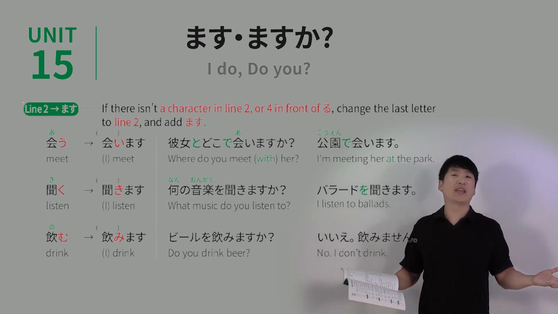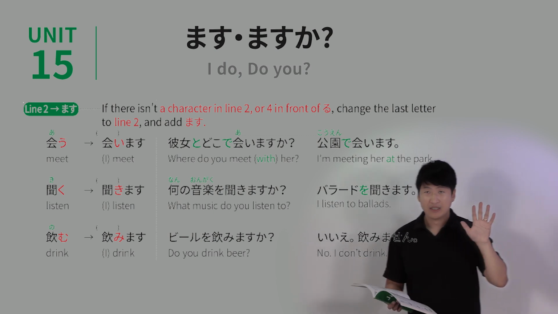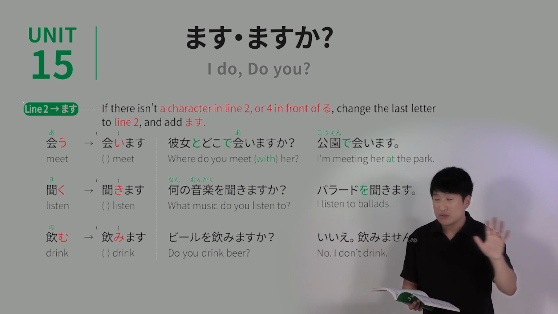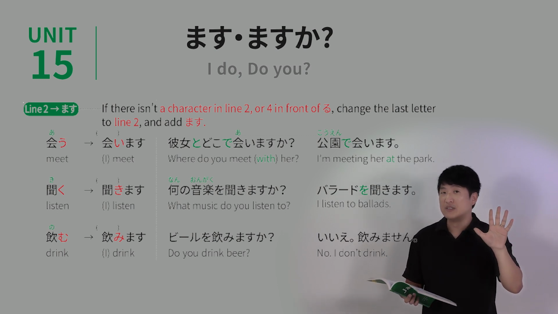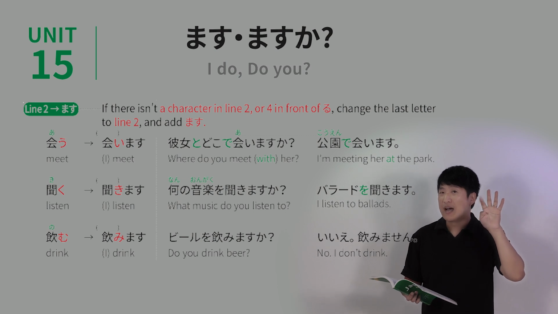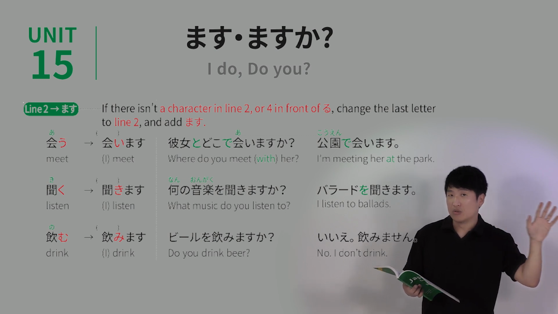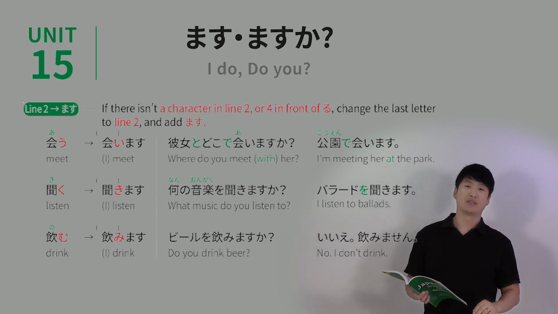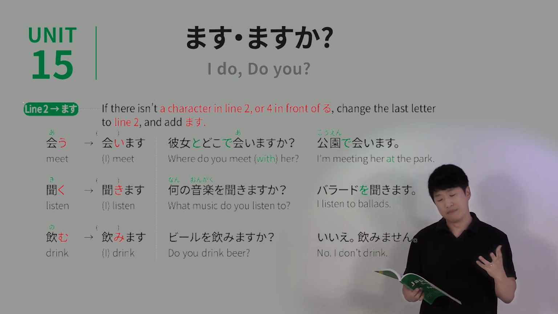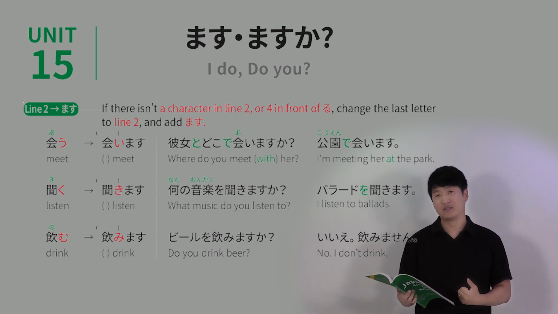Next one, nomu, drink. All right, then how do we say I drink? All right, there's no rule, so nomu. We have to count mu line. Mu line. Ma, mi, mu, me, mo, that's mu line, right? So we have to choose number 2. Ma, mi, mi. So nomu, nomi, masu. This is how you conjugate masu in Japanese.